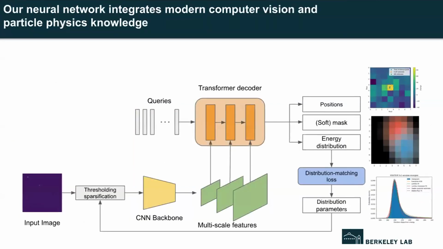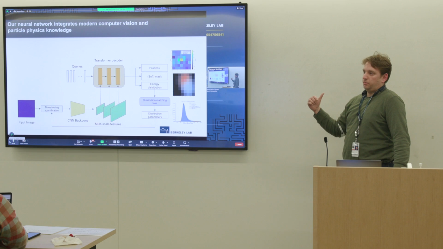So this is what the neural network actually looks like. This is the required schematic big diagram of the neural network. Going again from the bottom left, take the input image, which is the very sparse image of pixels that I showed. It goes through the sparsification routine.